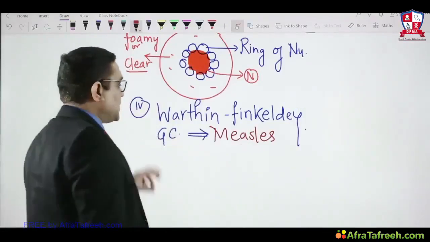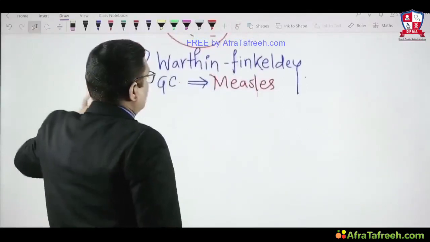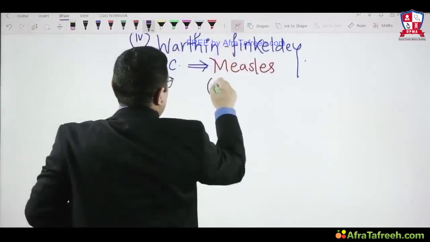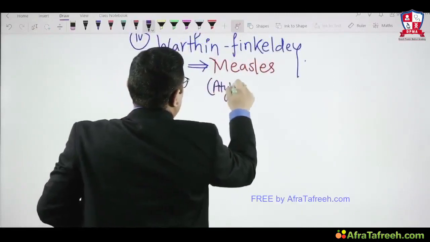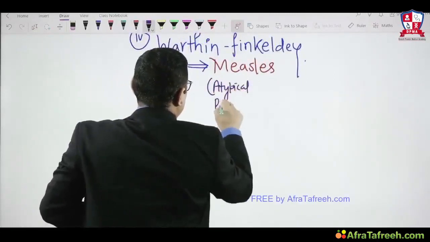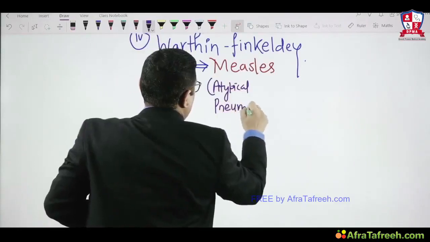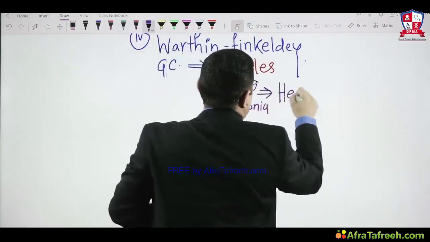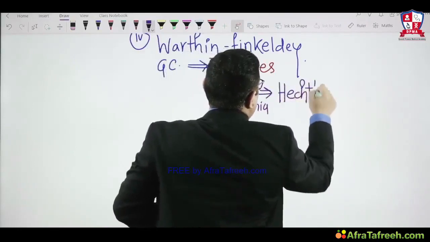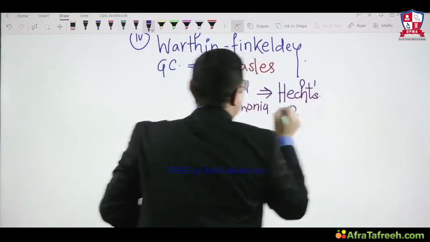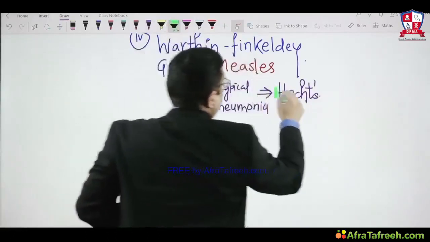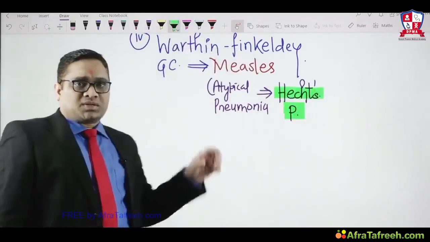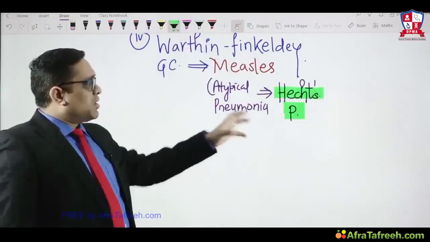So what is the name of this atypical pneumonia in measles? Remember, the atypical pneumonia which is seen in measles is called Hecht pneumonia, right? So this point also we have to keep in mind. This is called Hecht pneumonia. The examiner may ask this question in a future exam also, right?